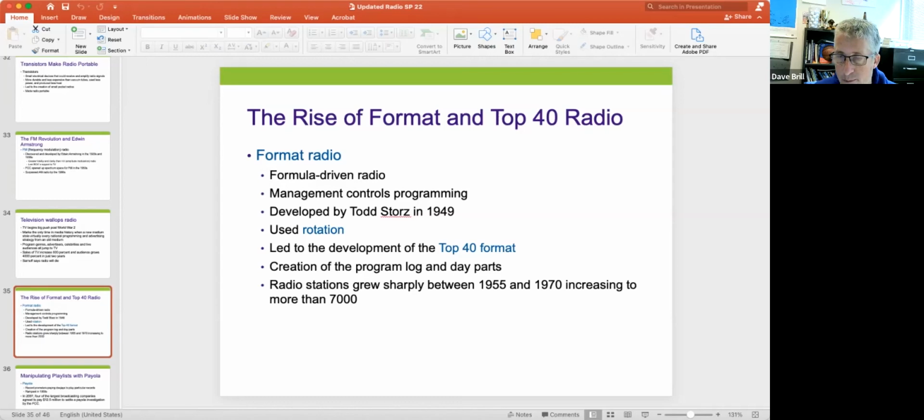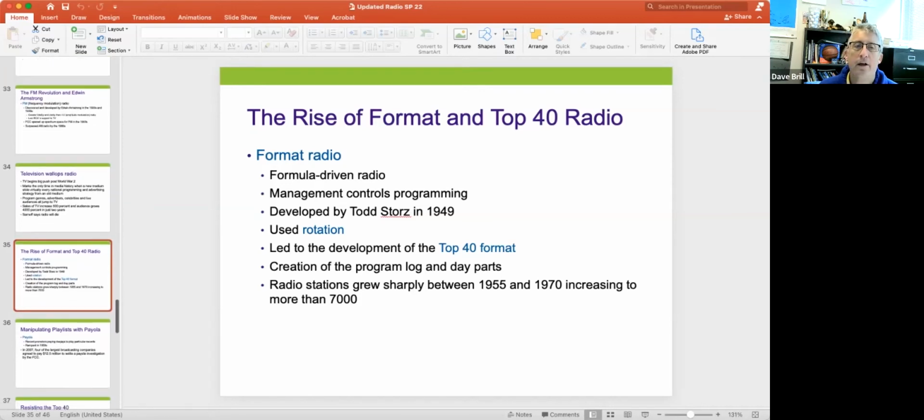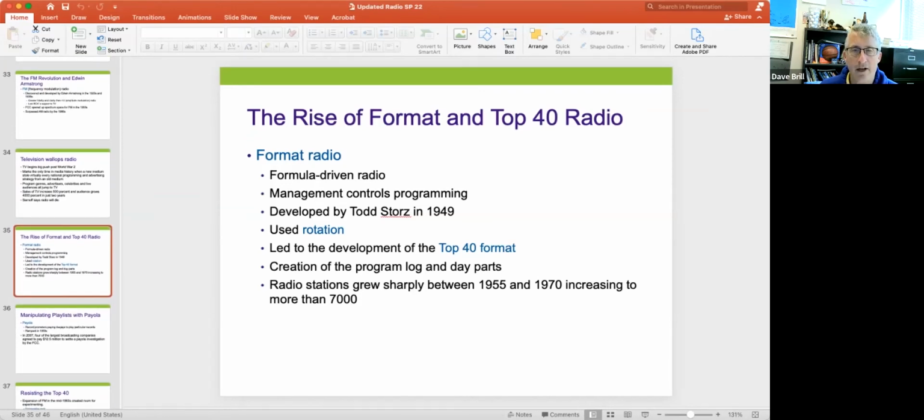Radio stations grew sharply between 1955 and 1970, increasing to more than 7,000. So radio really becomes synonymous, not with news, not with variety shows or all that stuff that it got, live sporting events, all that stuff that went to television. It's a lot of music. And of course, in modern times, some of it has come back a little bit. Obviously, there's still sports on radio and news on radio, but really, music becomes a big part of the radio landscape, because of the top 40.